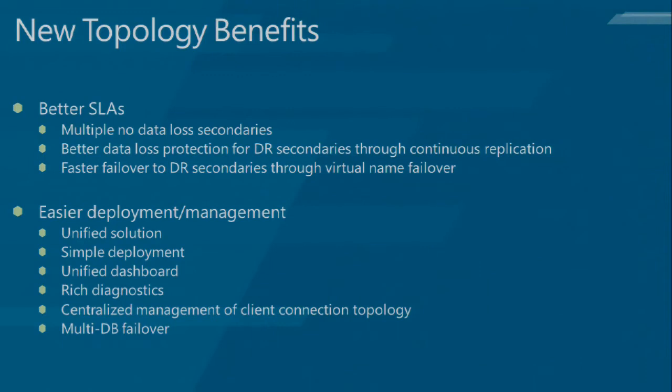Unified dashboard, a single place where you can see the health of your availability group, your primary replica, your secondary replicas, all the databases in your replicas. So assume there is a situation where there are 50 databases in your replicas. All of that you can see in a single place. Rich diagnostics is also provided on top of this.